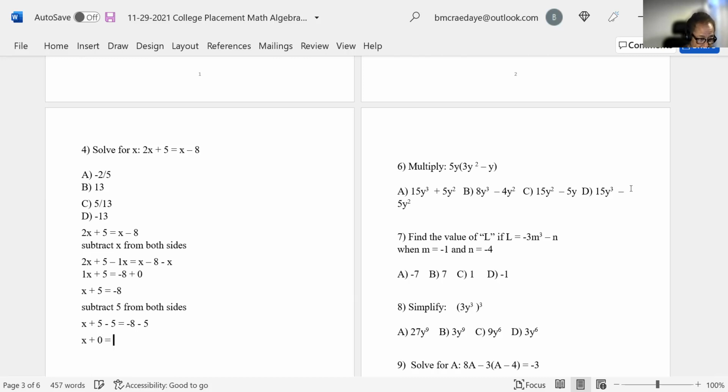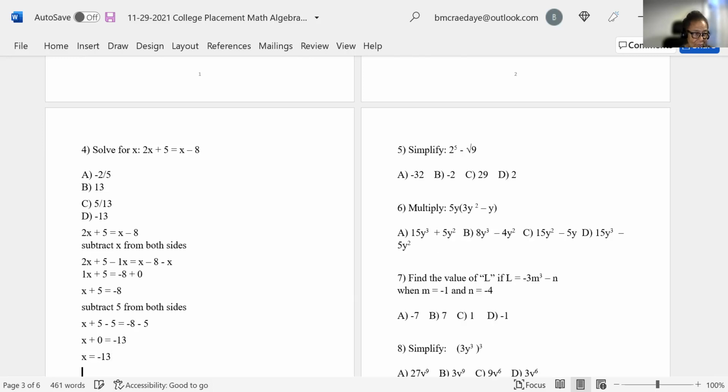And what's a minus 8 and a minus 5? What does that give you? A minus 13. That's it. Very good. So an x plus 0 equal to minus 13. So x then equals minus 13. What answer is that? D. That's right. Very good. That was number 4. So solve for x, minus 13, which is choice D.